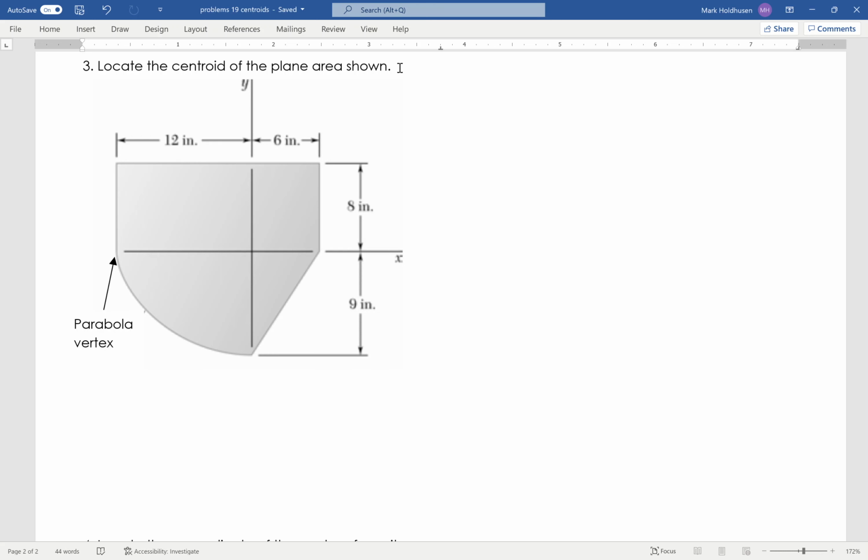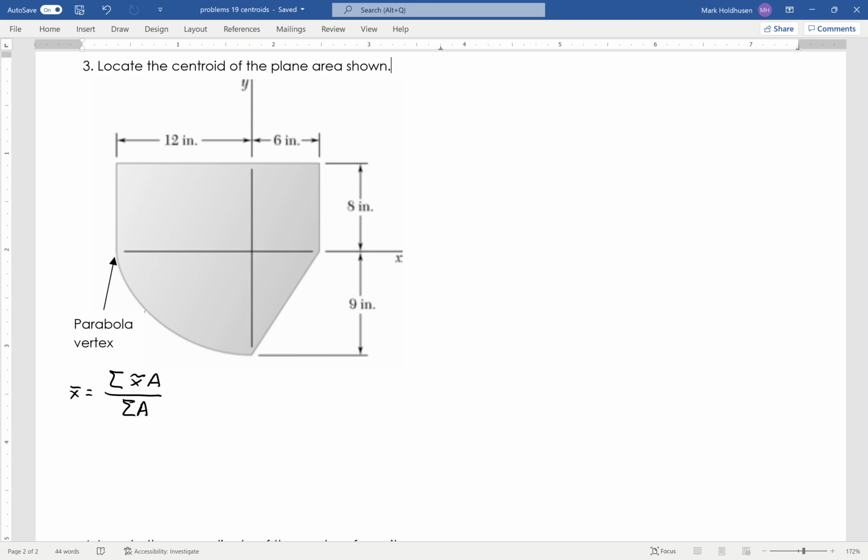Okay, so for this problem, I want to find the location of the centroid of this plane right here, the shaded area. I'm going to break it up into three pieces, because the equation I'm going to use, say for x bar, is the summation of x tilde A all over A. So I'm going to find discrete areas and discrete centroids and add them together using that equation.